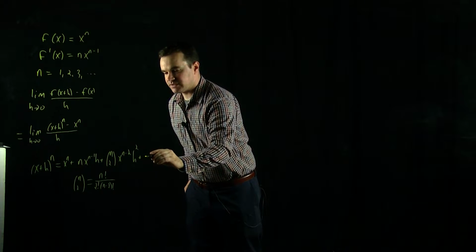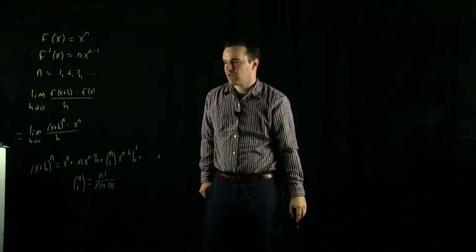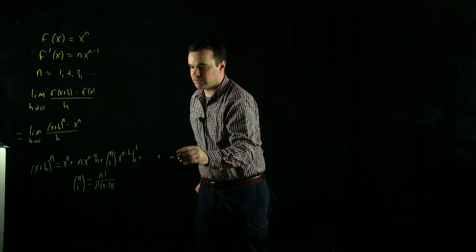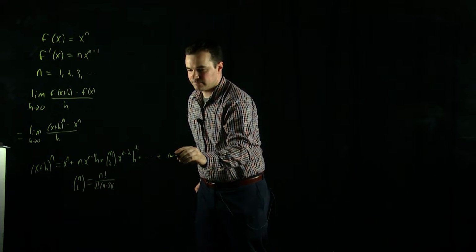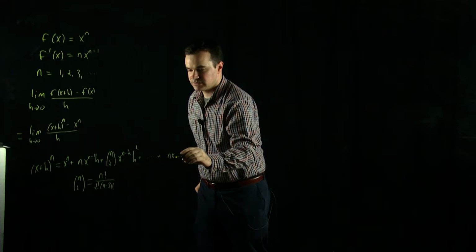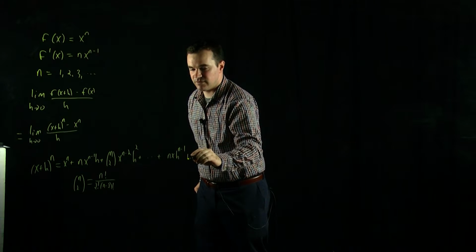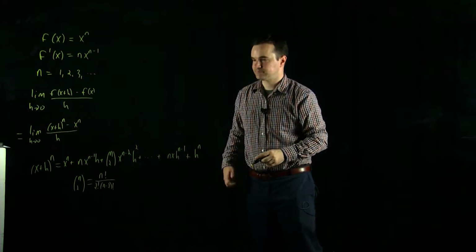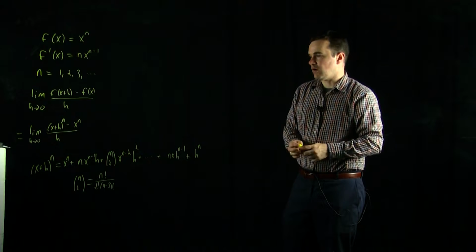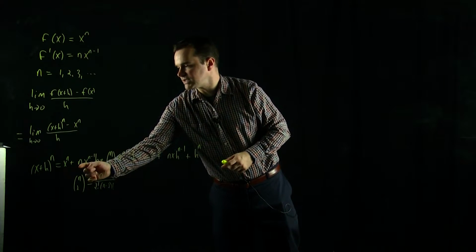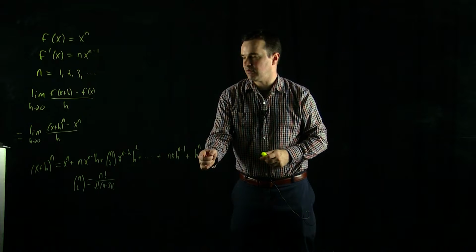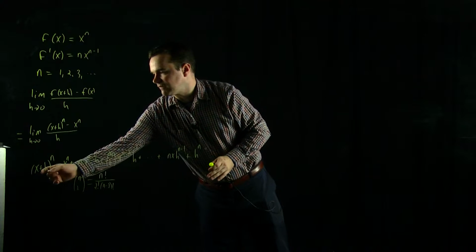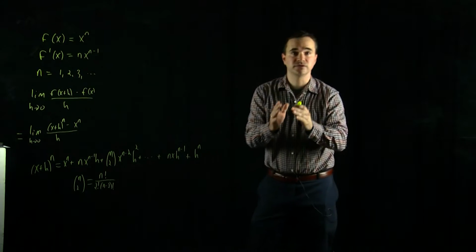And you keep on going like this all the way until you get to h to the n. So your second to last term is going to be n times x times h to the n minus 1. And then your very last term is just going to be h to the n. And all those binomial coefficients, 1 plus n choose 2, all the way over, when you add them up, it has to equal 2 to the n, because if you have two things and raising it to the n power, that means you're doing 2 to the n multiplications.